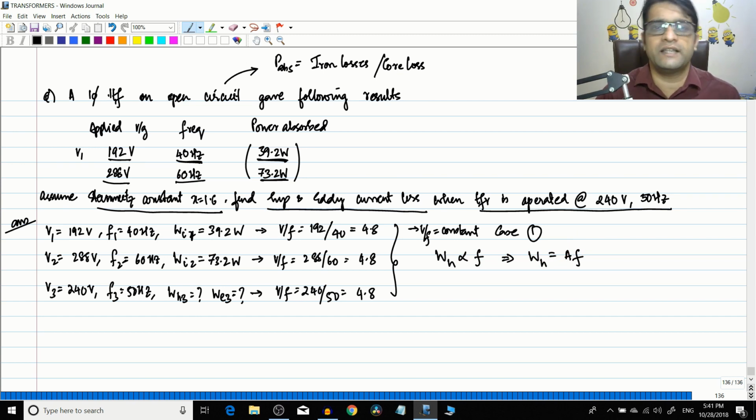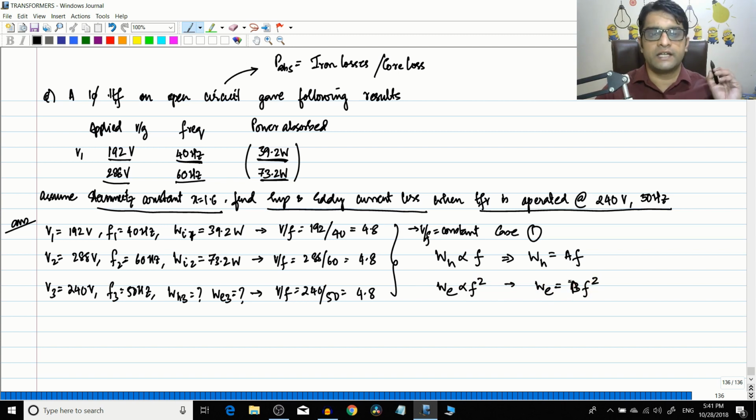But you can use the other method also. What I told, you can take WH1 separately, WH2 separately, and divide those two to get the results. It's not a big deal. Okay. And the eddy current loss. So the eddy current loss is proportional to F square, right? So we know that the eddy current loss WE is equal to B into F square.